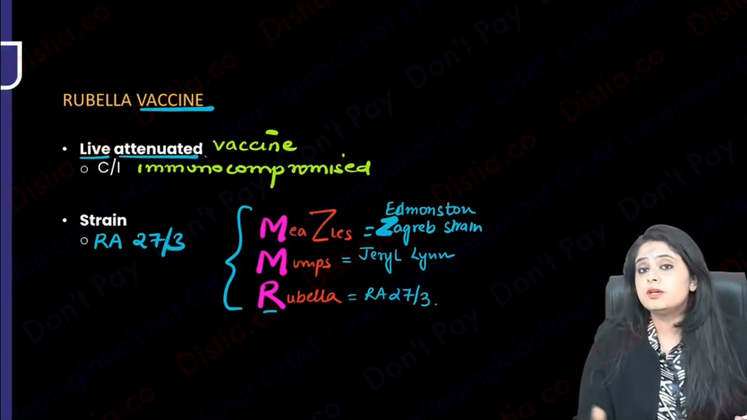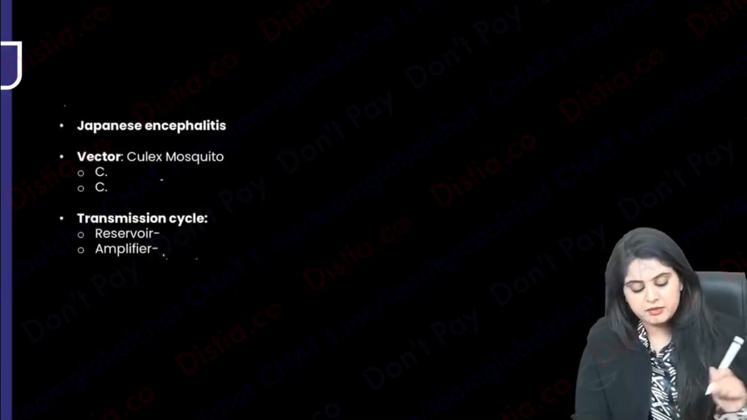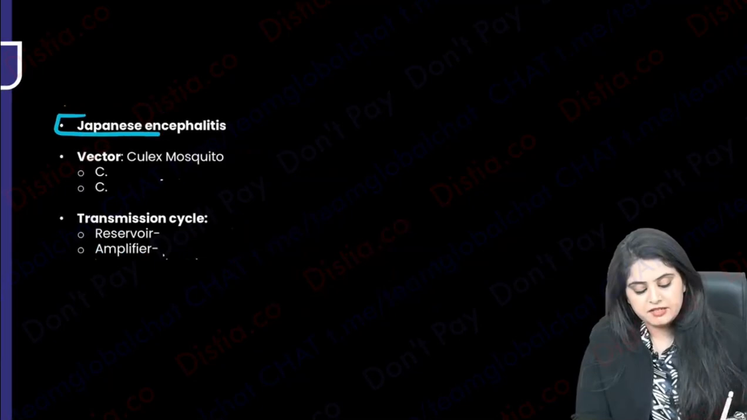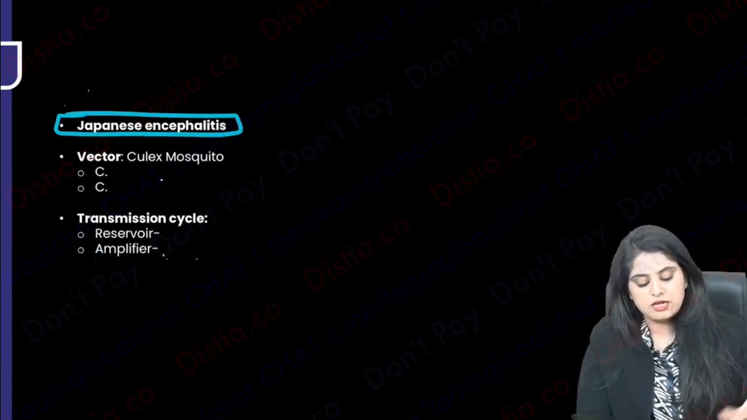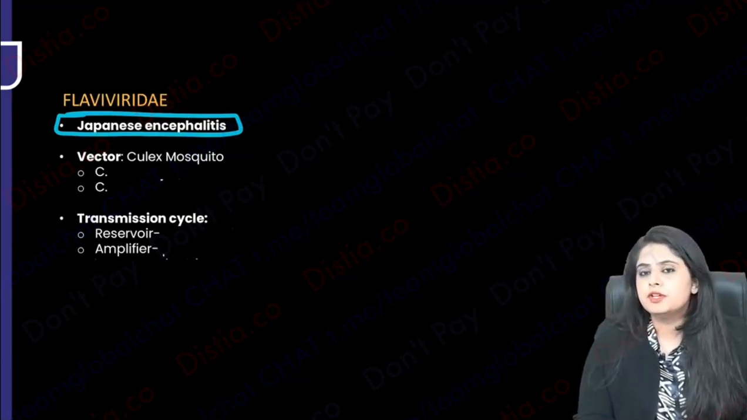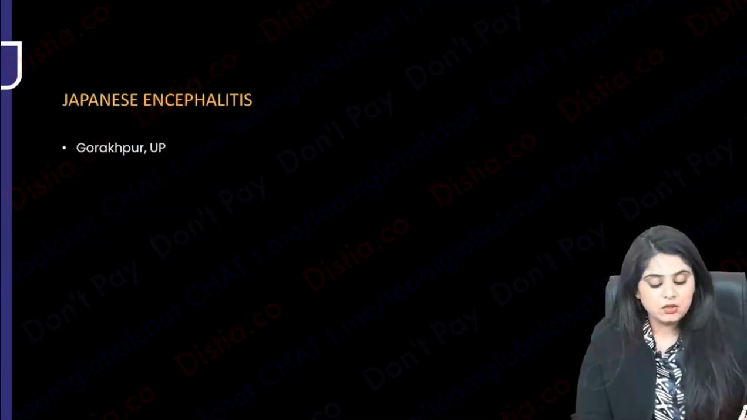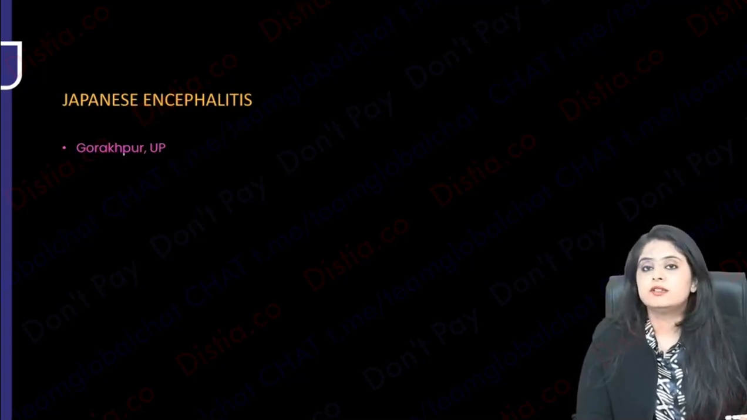Now we move on to the Flaviviridae family. Under the Flaviviridae family, the one that we have to know is the famous Japanese encephalitis. So please note, we are now starting with the famous Flaviviridae family. Japanese encephalitis, dengue fever, yellow fever, all of those are going to come up. In Japanese encephalitis, if you remember, there was an outbreak in Gorakhpur in UP, which was quite famous, highlighted, and a lot of news articles and cases came out in the news as well.